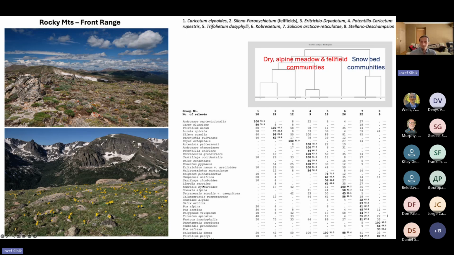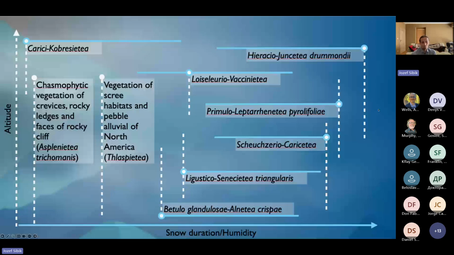So we can see that there is a couple of fellfield and tundra communities. There are also more snowbed communities. And when I tried to summarize this into some kind of diagram, it's complicated, but let's try it at least. I use two kinds of nomenclature or names. One is Latin names like Caricion curvulae, Loiseleurio-Vaccinion, etc. And another one is long descriptions.